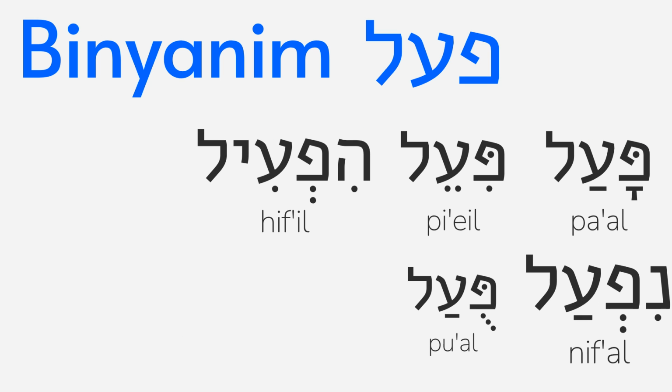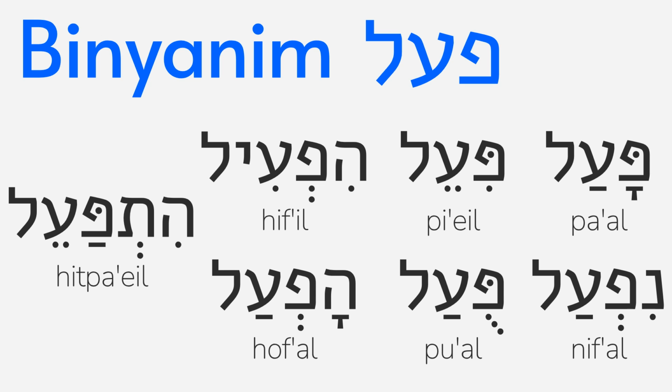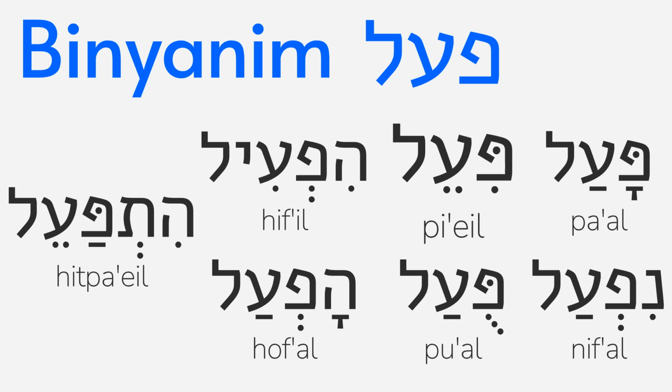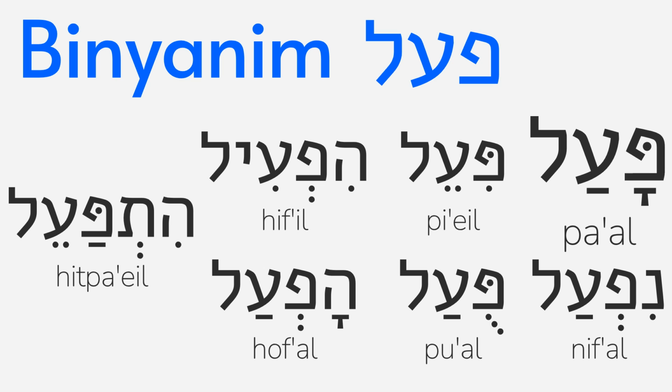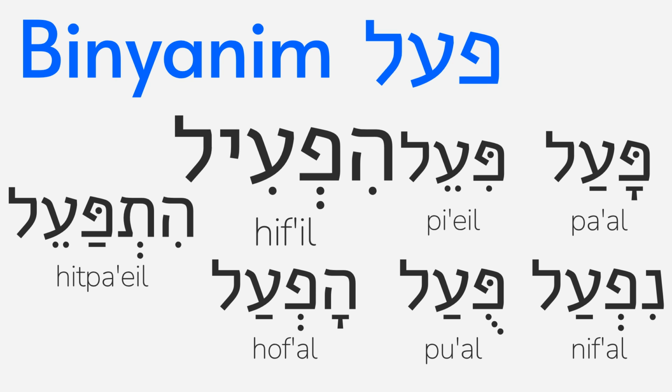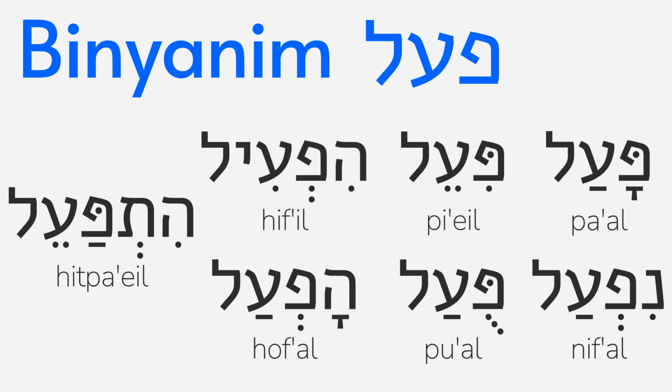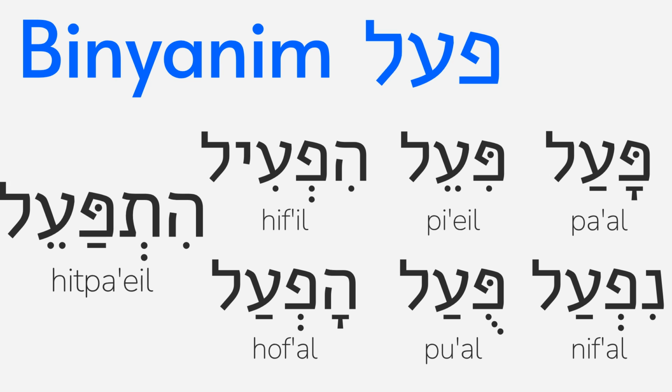All the other binyanim also get their name from the root pe ain lamed in that binyan in the hu form of the past tense. With these names, we can see some of the defining features of each binyan. For example, the binyan pi'el makes the hu form of the past tense with a hirik and tsere as the vowels on the root letters. The binyan hif'il adds a he prefix to the root letters. There are 7 binyanim you need to know: kal/pa'al, pi'el, hif'il, nif'al, pu'al, huf'al, and finally hitpa'el.